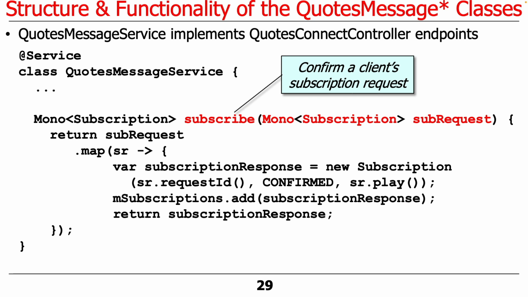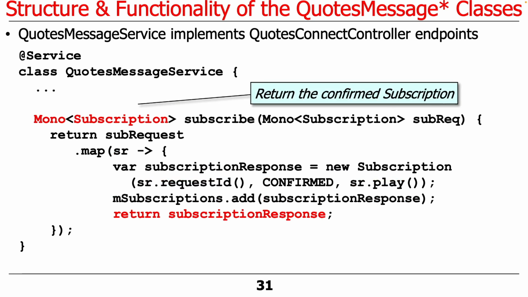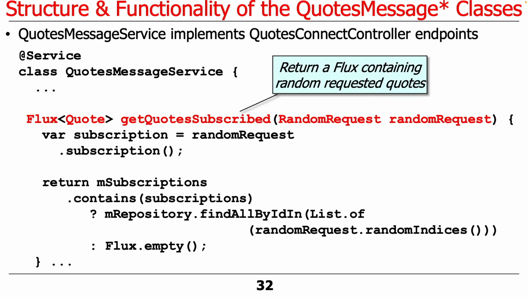The main difference here is we moved this to use records as opposed to classes. So we have to do a few other things because records are immutable. And here we go ahead and create ourselves a new subscription response saying we have a subscription with this request ID, with this William Shakespeare play, and we've confirmed it, and we add it to the subscriptions set. And then we return that back to the caller as a mono, so it can be emitted, and we'll get the results back.